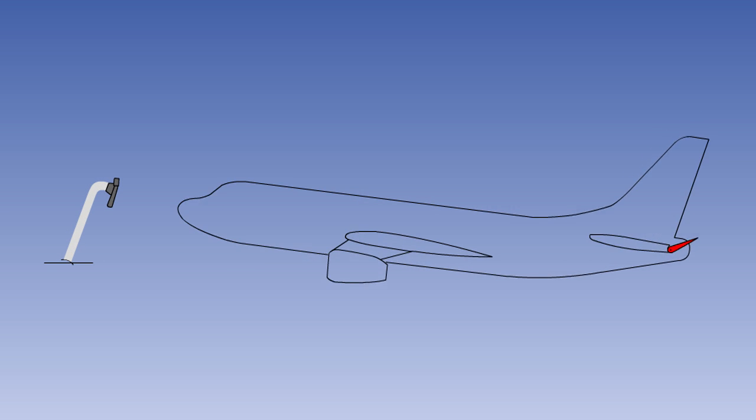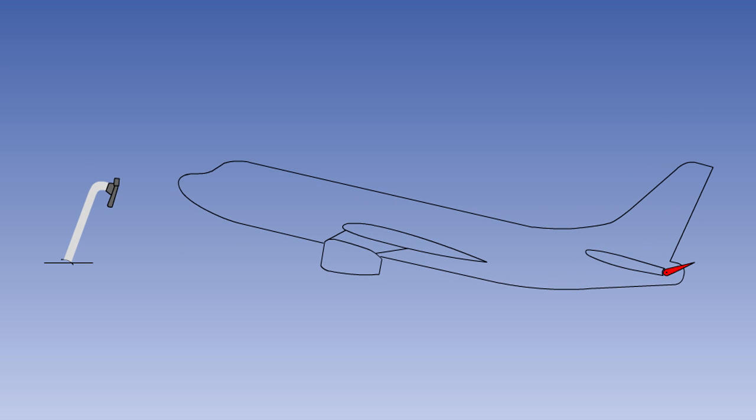That is the end of the lesson. You should now understand that control in pitch is achieved using elevators or a moving tailplane.